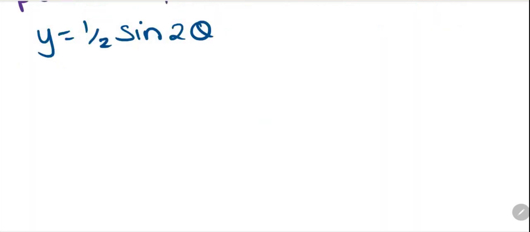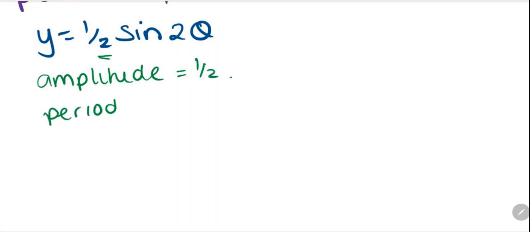Okay, so this question here, y is a half sine 2 theta. So our amplitude, if we look here, is a half. And to find the period, b is 2. So we're going to do 360 divided by 2. So the period is 180 degrees.